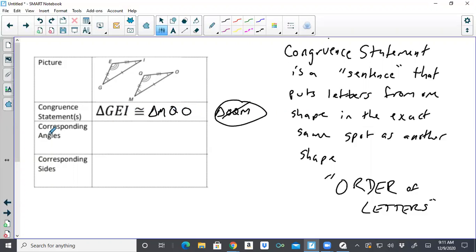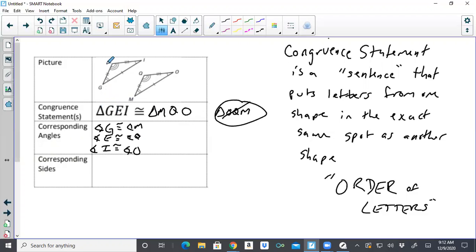All right. Now what it wants us to do is label all of the angles that are corresponding. So I'm going to label angle G, angle E, and angle I. And I'm going to say that those are congruent to the angles on the other triangle. G goes with M, so angle G is congruent to angle M. E goes with Q, so angle E is congruent to angle Q. Then I is in the same spot as O, so angle I is congruent to angle O.